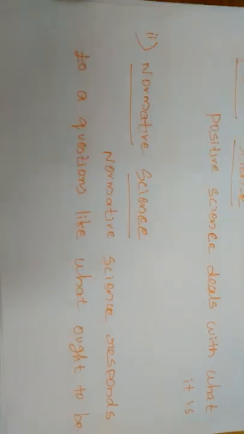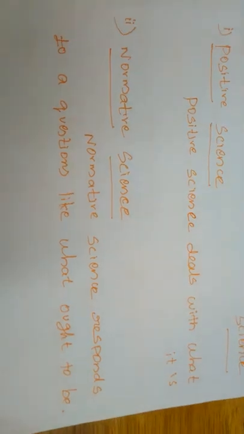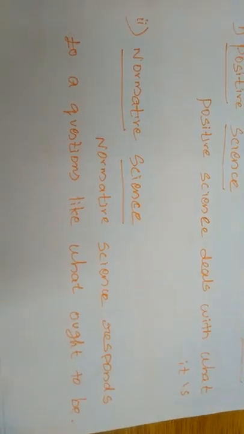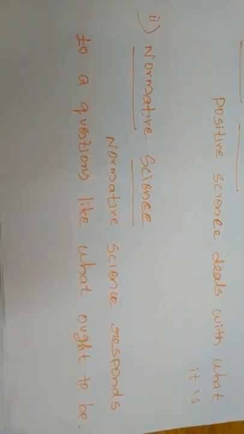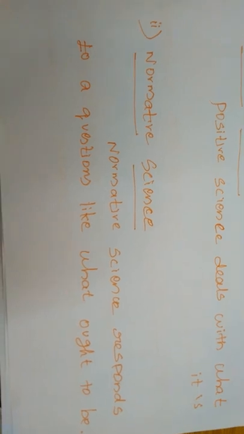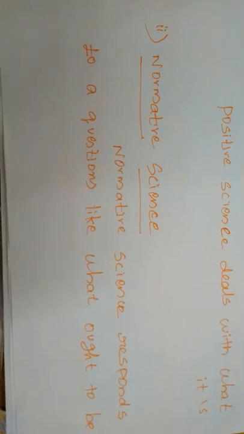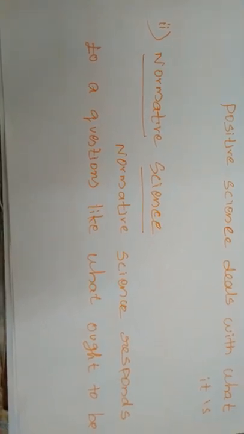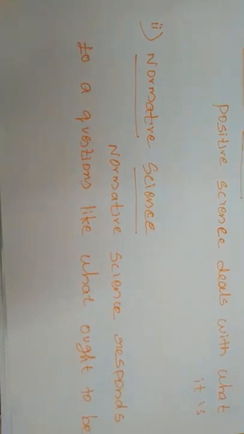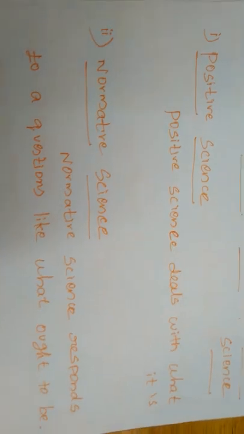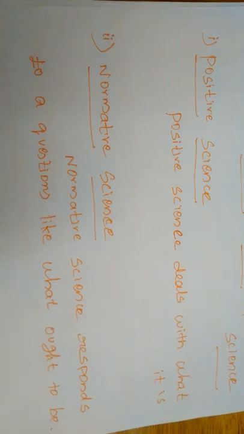For example, if the price is increased, normative science will explain the problems of the increasing price of commodities. Otherwise, normative science will explain whether the increasing price of a commodity is good or bad, or how to solve or how to adjust the increasing price of the commodity.